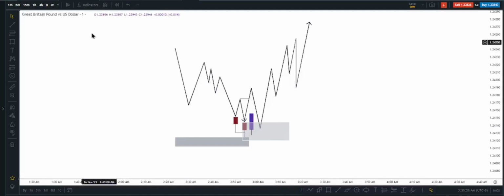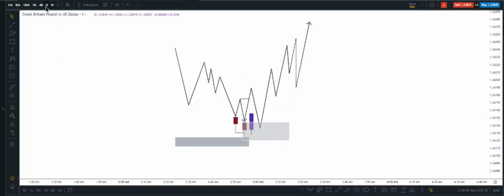Now, I want to go to the higher time frame. First of all, I told you, before you do any analysis on your chart, you must get to the higher time frame. So I want to get to the daily time frame, but remember this pattern. All right, remember this pattern.